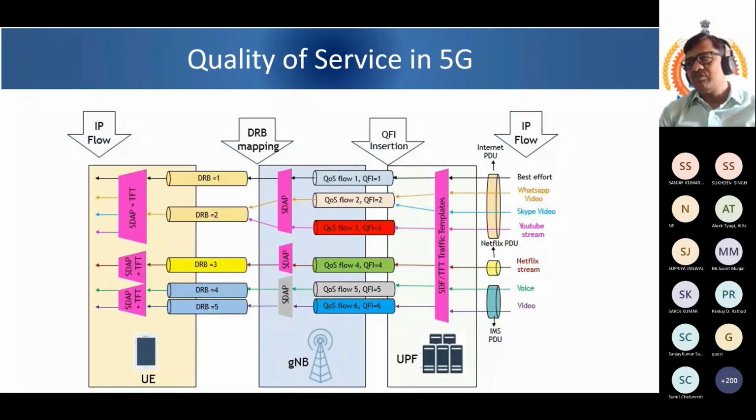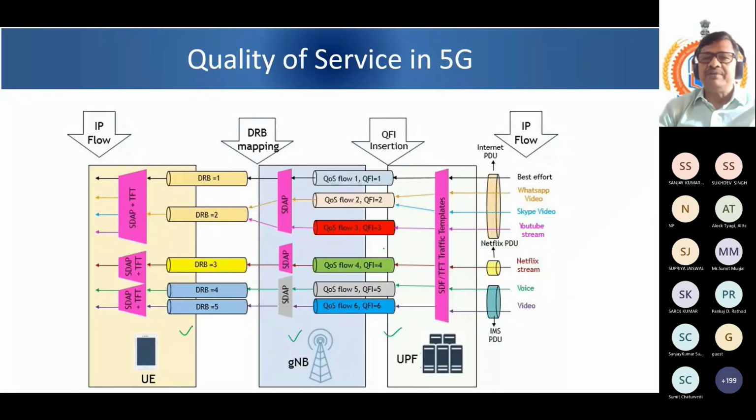So there is a specific concept of quality of service. We have one full section on quality of service. Basically, on the radio, from user equipment to gNode, that is radio, to UPF to the core, we have a concept of mapping the different data flows coming from different services and allocating specific resources. So we'll go into depth on quality of service. We have one full session on this.